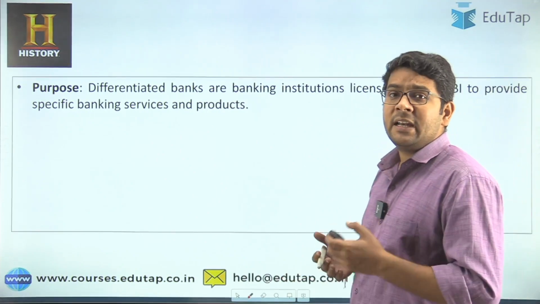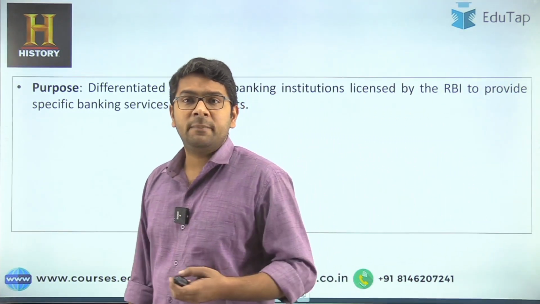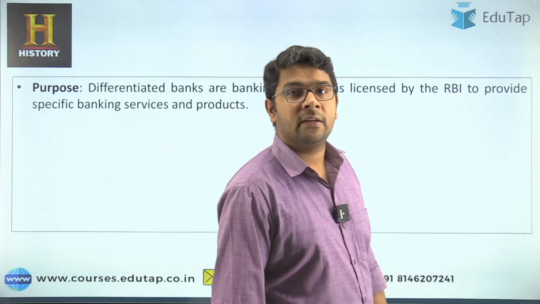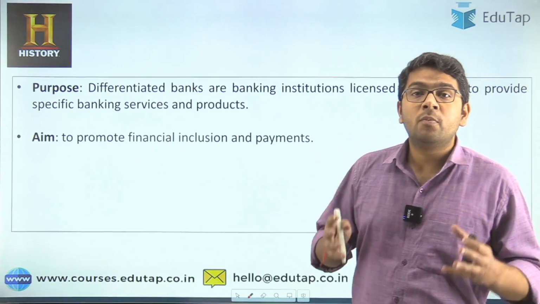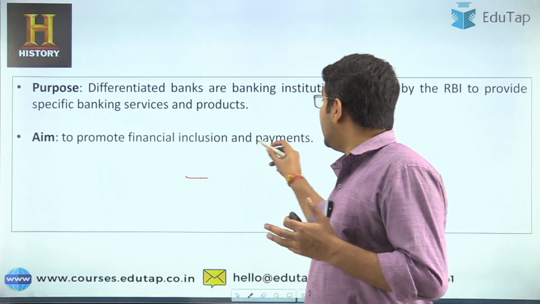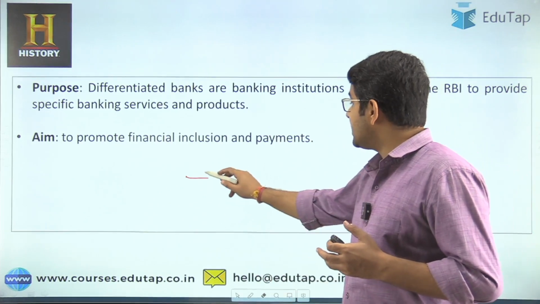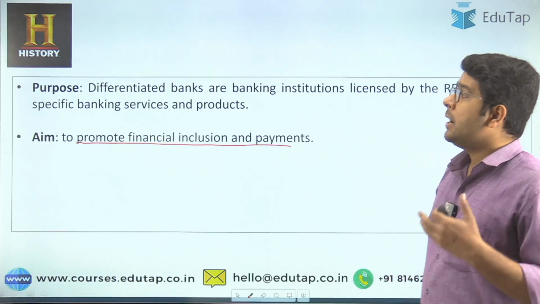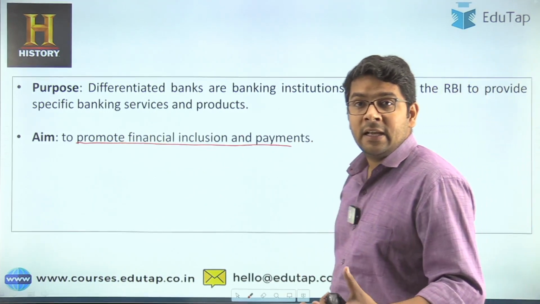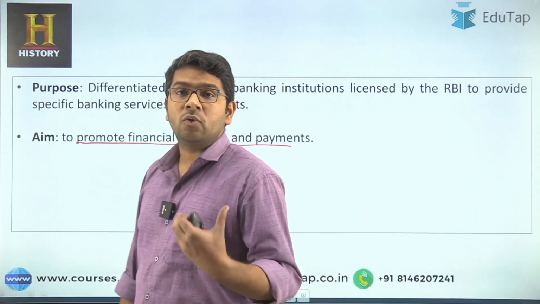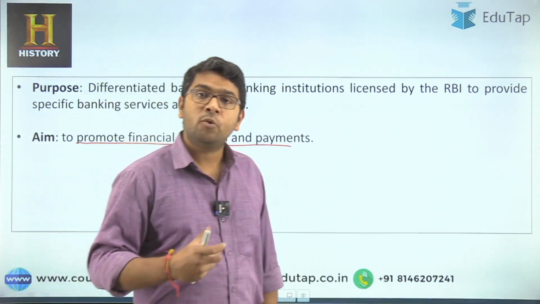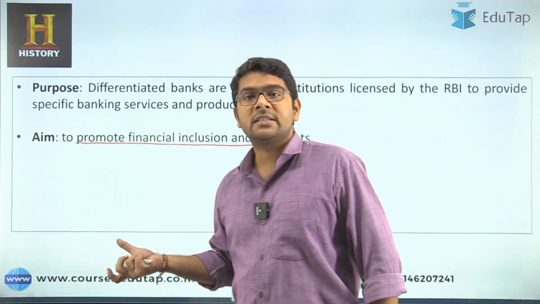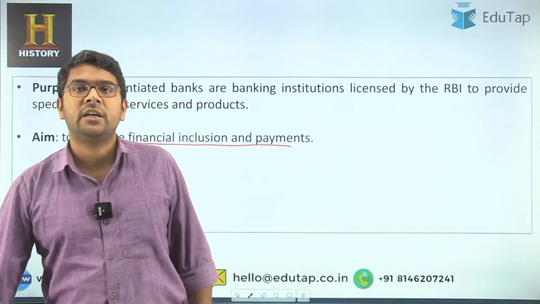Then why is RBI promoting these differentiated banks? What is the objective behind having these differentiated banks? The answer is to promote financial inclusion and payment system. This is an important dimension of why we want to have these differentiated banks, in order to promote financial inclusion and payments. How it is promoting financial inclusion and payments, we will again get to know when we try to understand these different types of differentiated banks.